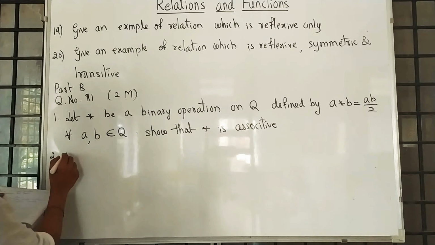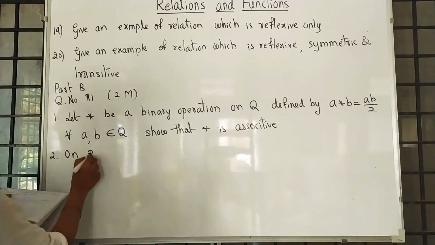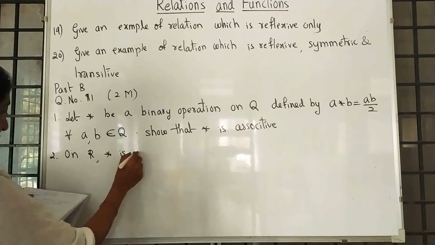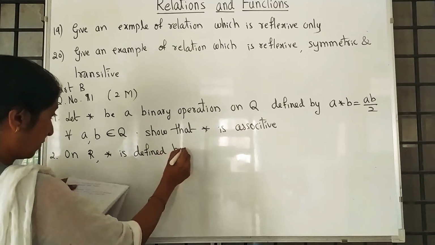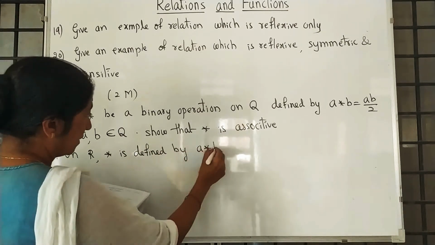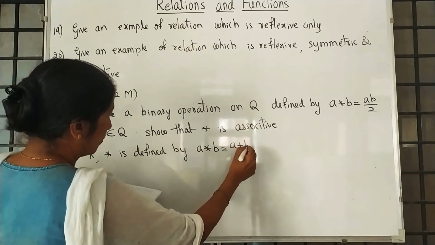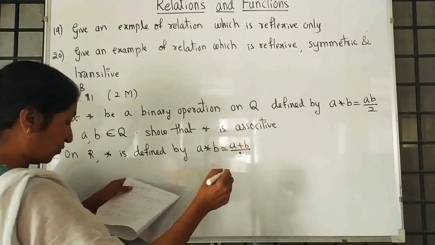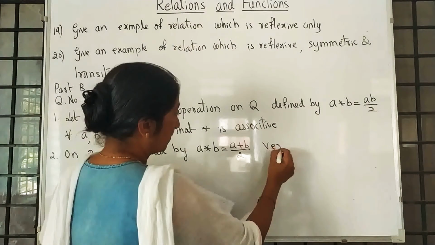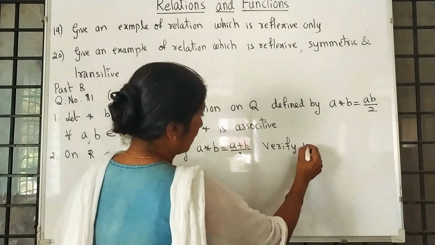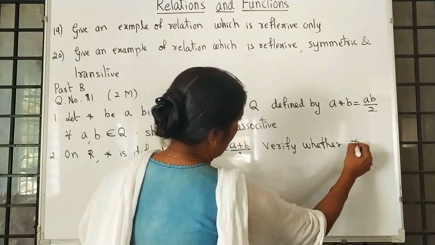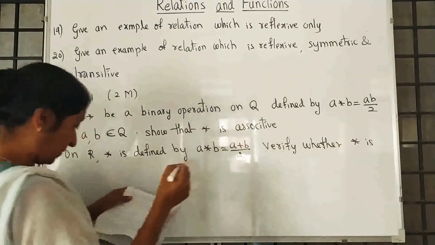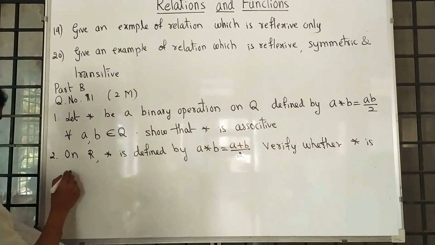Second question. On R, the set of real numbers, star is defined by a star b is equal to (a plus b) by 2. Verify whether star is associative.